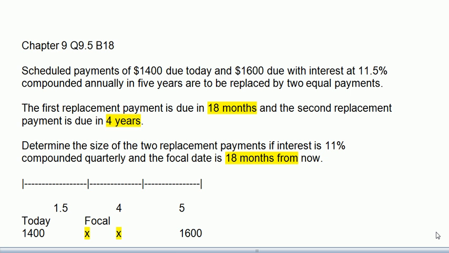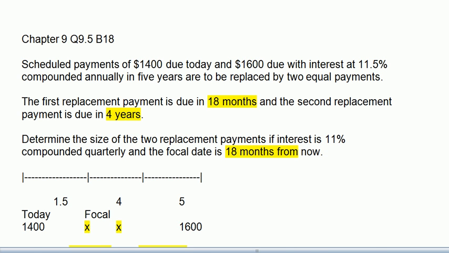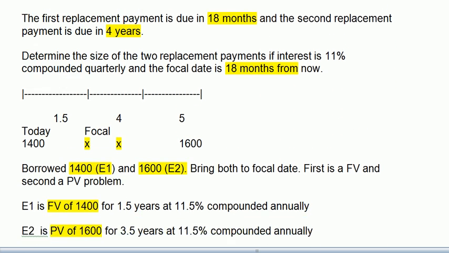And our creditor has agreed to let us repay the first one in 18 months' time and the second one in 4 years' time, but with different interest rates. The interest rate for the debts is 11.5% compounded annually, and for the replacement payments it's 11% compounded quarterly, and the focal date is 18 months from today.